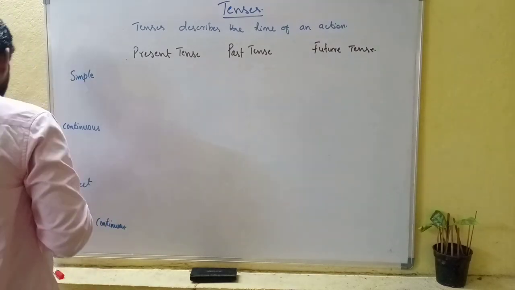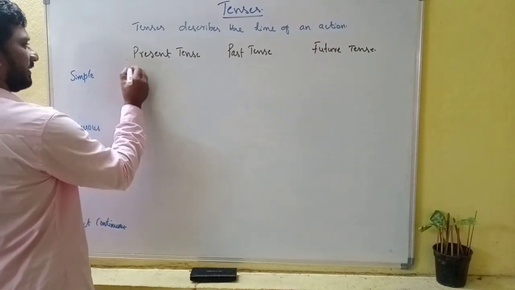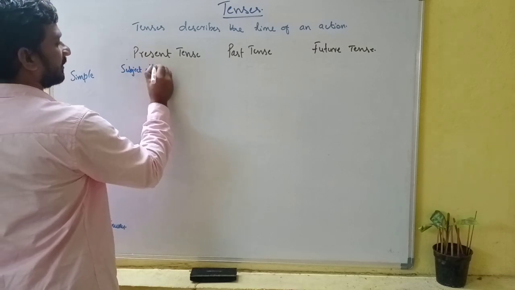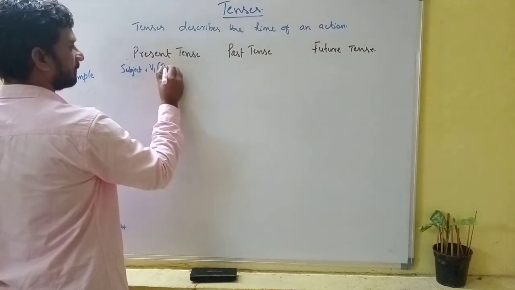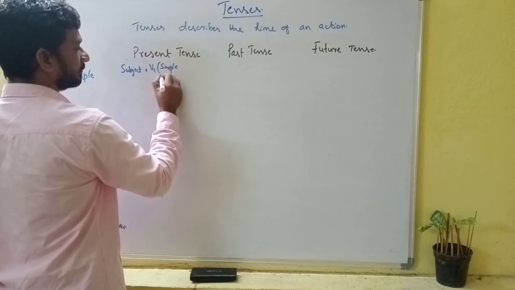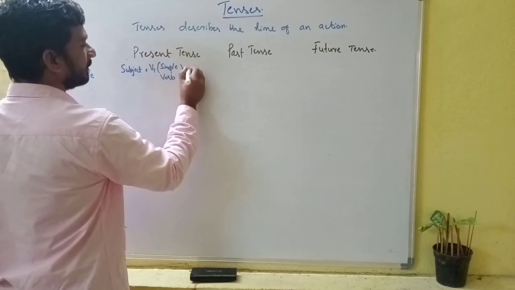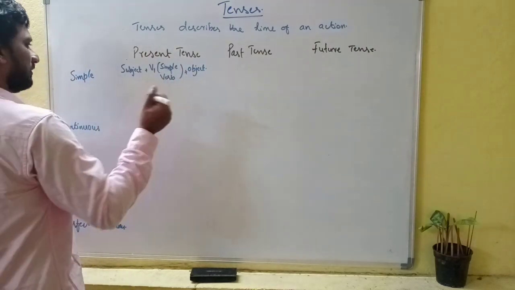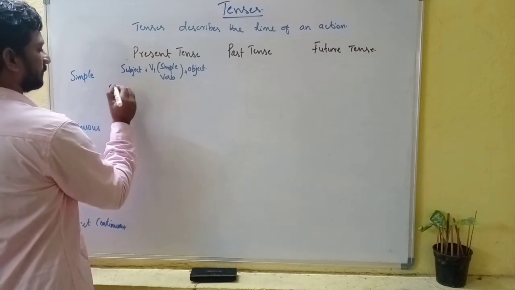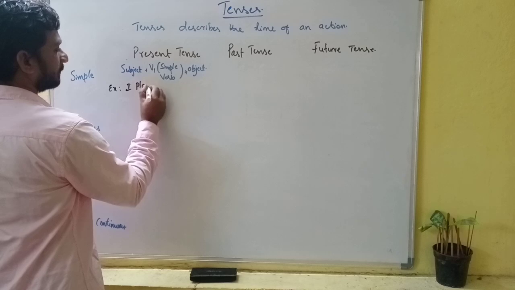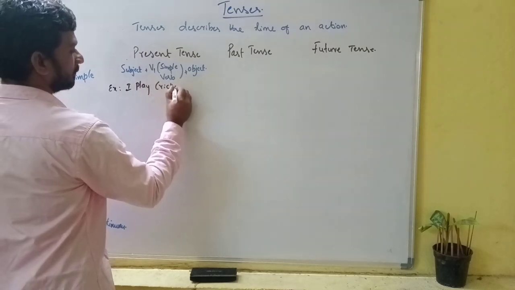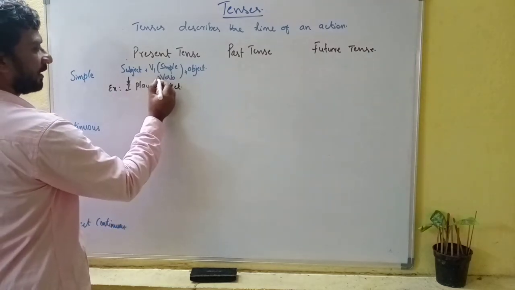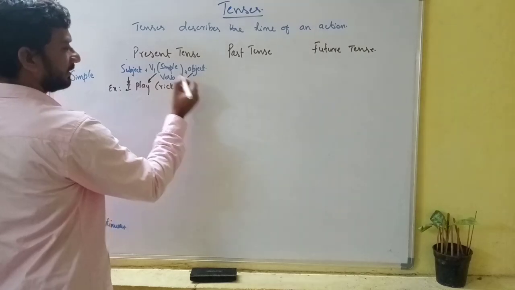Structure of simple present tense. For the simple present tense, you have a structure like subject and V1. Here V1 means simple verb. Plus object. So take one example. For example, I play cricket. In this example, subject is I and verb is play and object is cricket.